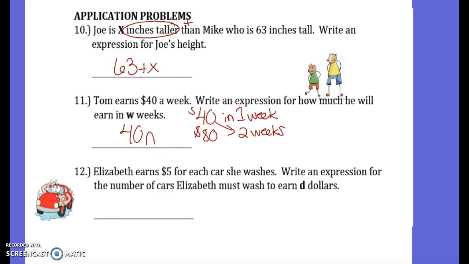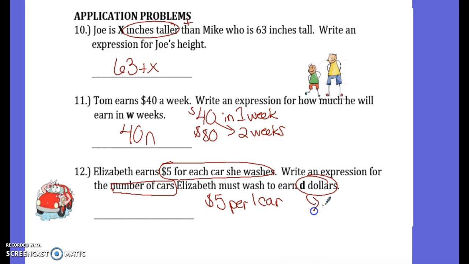And number 12, Elizabeth earns $5 for every car she washes. So I'm going to go ahead and write she earns $5 per 1 car. Write an expression for the number of cars to earn D dollars. So let's think about it. Let's suppose that instead of D dollars, she earns 20 bucks. So if she earns $20, how could I figure out how many cars she washed?